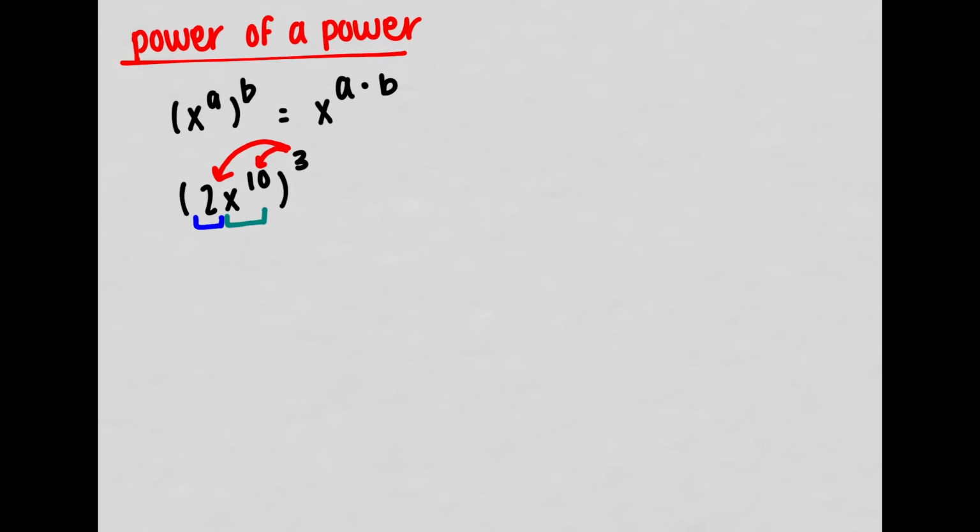So I now have 2 to the 3rd, and I have x to the 10th, but it's multiplied times that exponent on the outside, 3. I can now simplify this further. 2 to the 3rd is the same thing as 2 times 2 times 2, which gives me 8. And now I have x to the 10 times 3, which gives me 30. And again, this does not simplify any further, so we're done here.